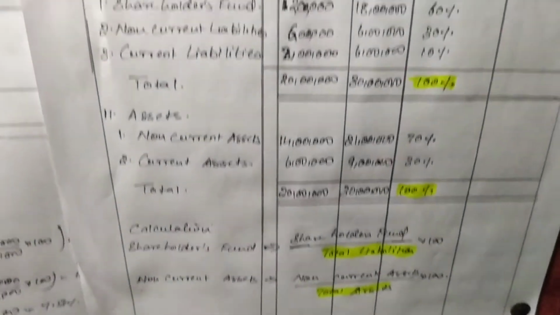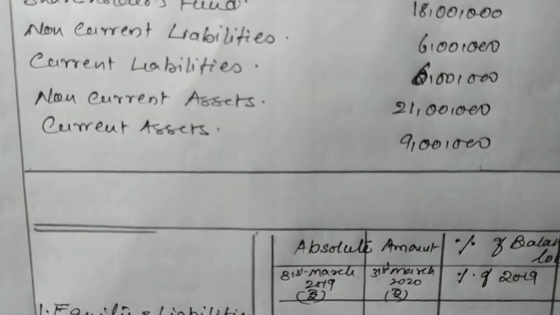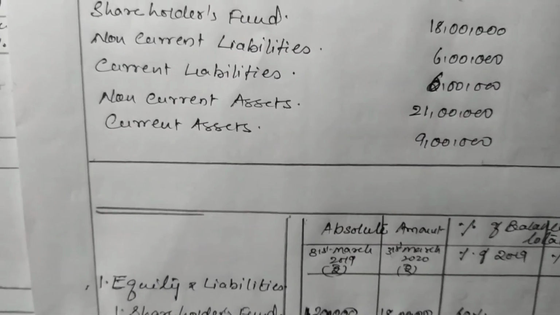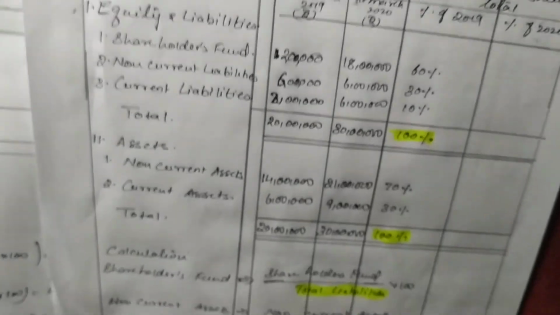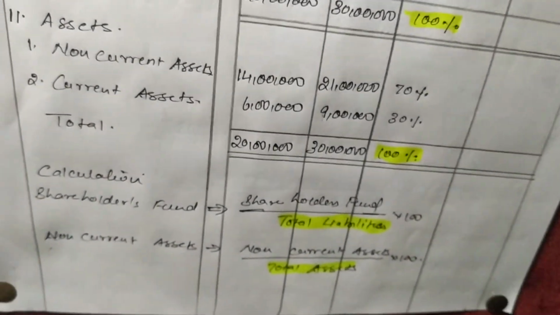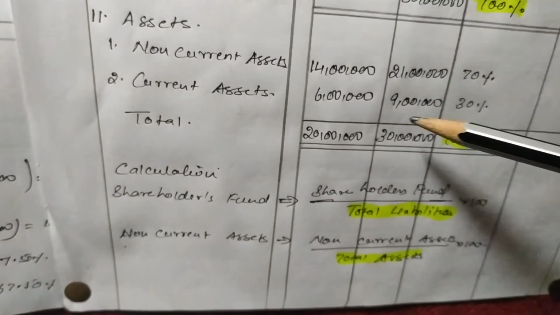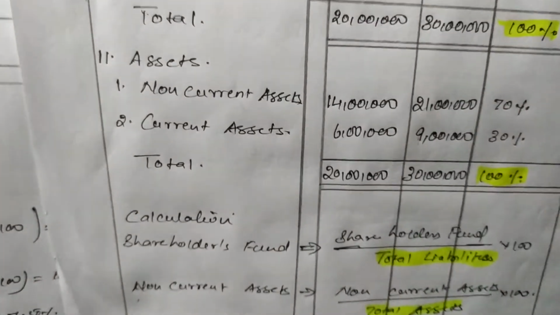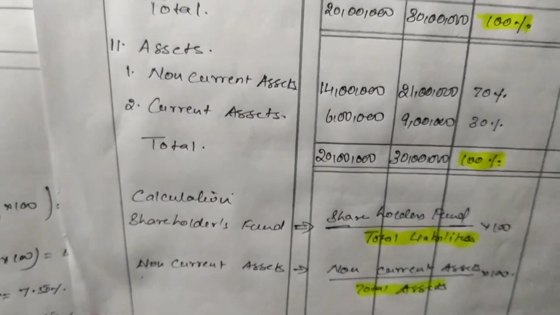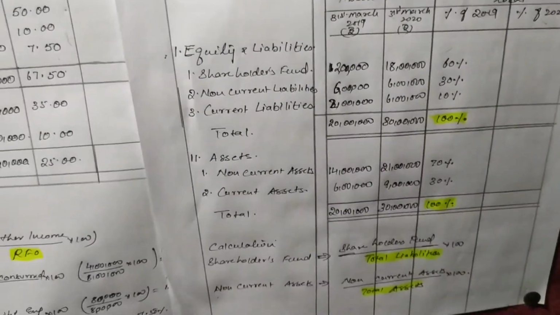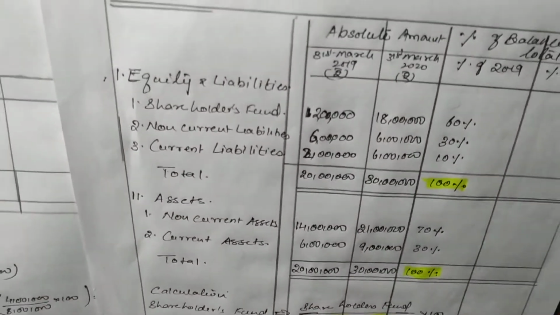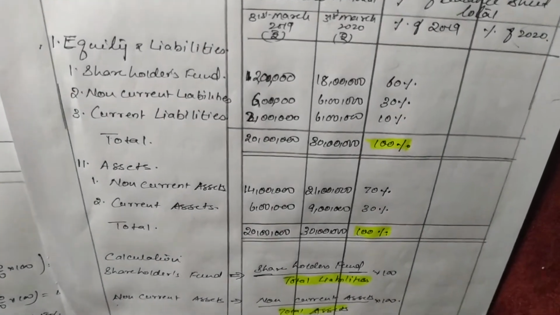Then your non-current assets and current assets: non-current asset 21 lakh and current assets 9 lakh. In the sequence we posted 21 lakhs and 9 lakhs. Total is 30 lakhs. So first and foremost, we have to write the format, place the absolute amounts in the format, and find out the total.